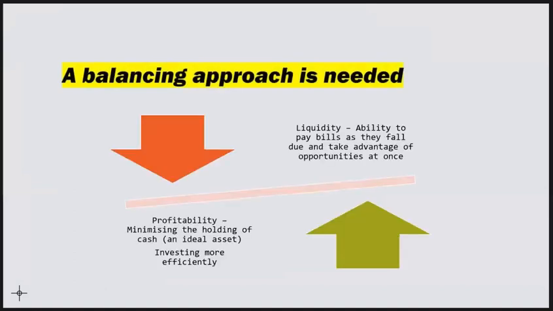So with this in mind then, a balancing approach is going to be needed, that of profitability and that of liquidity. By profitability, we need to minimise the holding of cash, which is an idle asset, and invest more efficiently. On the opposite side of that, we have liquidity, which is the ability to pay bills as they fall due, and the fact that the entity should be able to take advantage of any opportunities at the time that they become available.